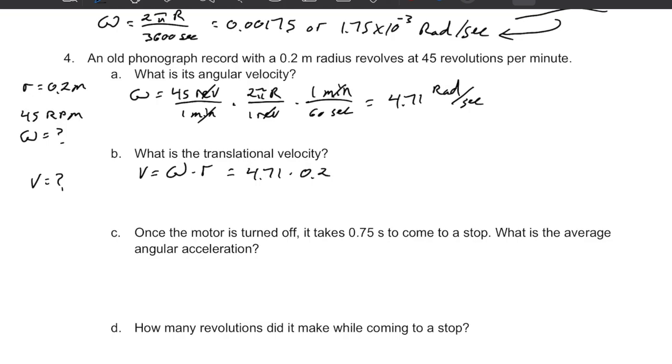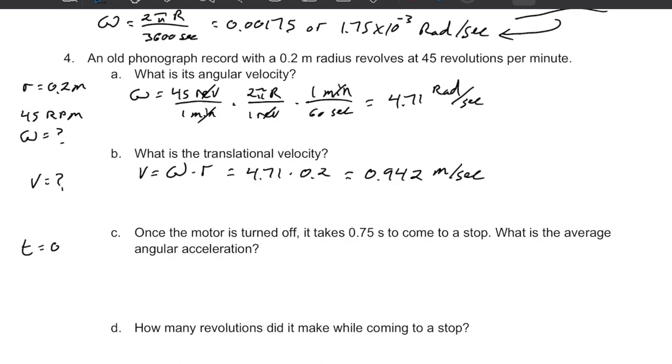When we multiply those, we should get something near 0.942 meters per second. And it's meters per second because we're replacing the radians with what the radius is, and the radius is in meters. So we multiply in that number and bring in its new unit.